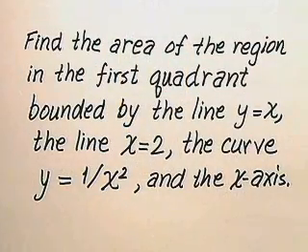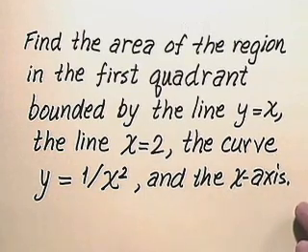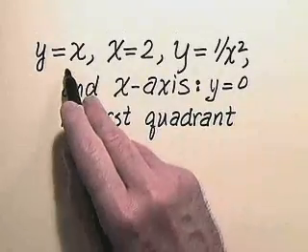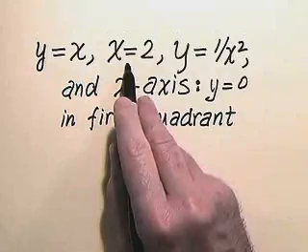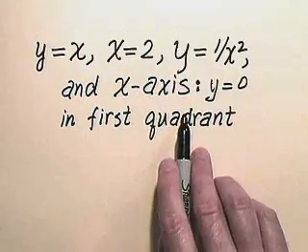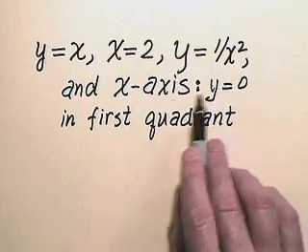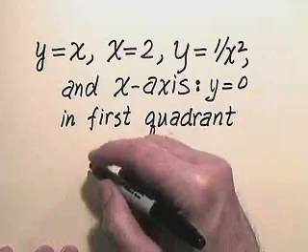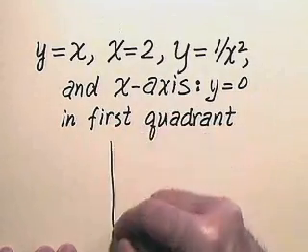Find the area of the region in the first quadrant bounded by the line y equal x, the line x equal 2, the curve y equal 1 over x squared, and the x-axis. Well, let's look at just the basic information. Notice y equals 0 is the x-axis, and so this is all in the first quadrant that we want to look at. I'll draw a crude sketch here.